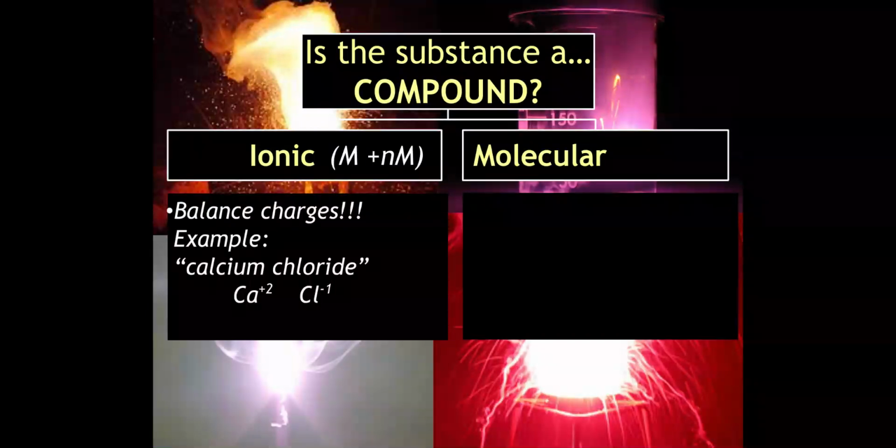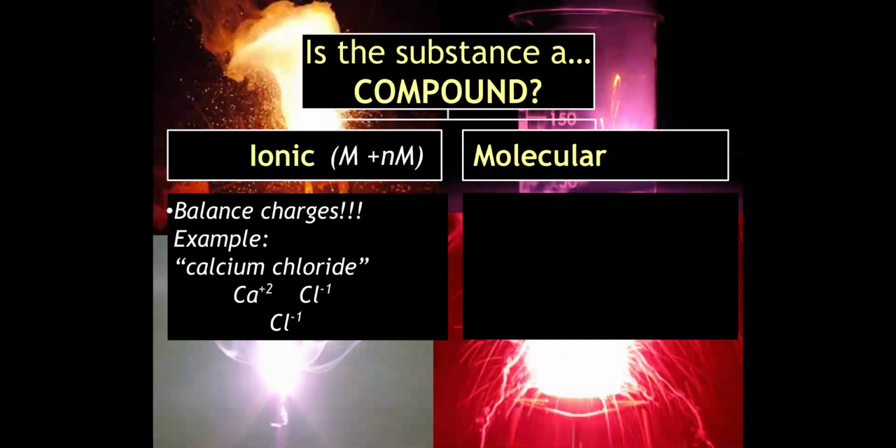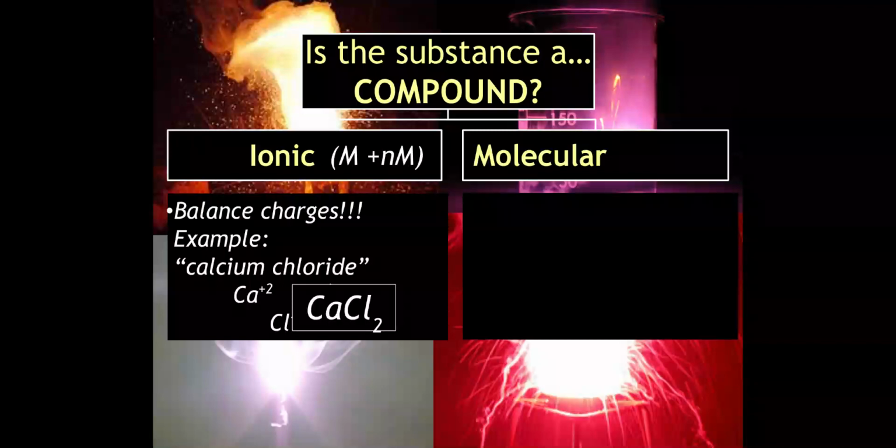Notice these charges aren't balanced. You're trying to cancel the charges out. So you have a plus 2 on the one hand and a minus 1. What can you do to balance those? Well, if you have 2 chlorines, not just one, then when you put together a minus 1 and a minus 1, that adds up to a minus 2. That can cancel out a plus 2. So that's how you get the charges to cancel. Okay, that's if it's ionic. So the formula then would be CaCl2.